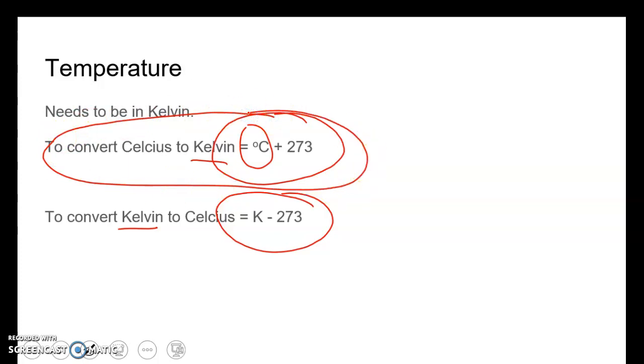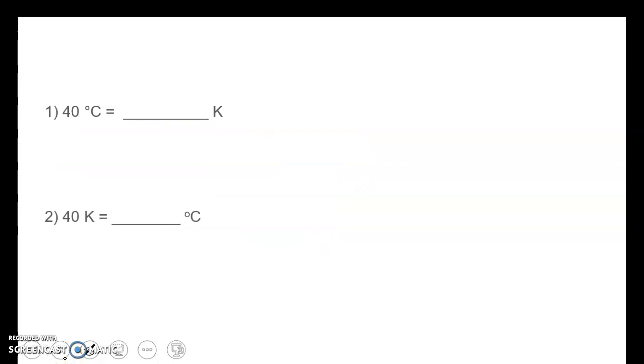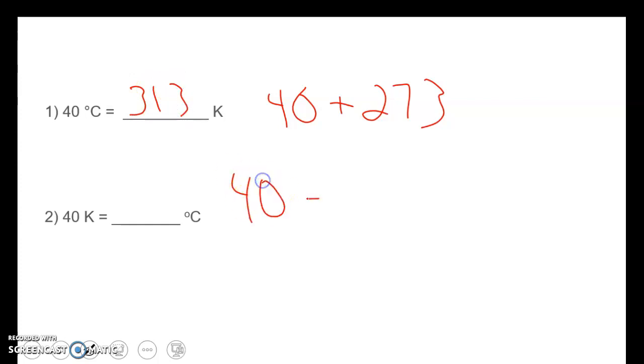So examples of that. Let's say we have 40 degrees Celsius and we want to convert it to Kelvin. Essentially, I just take 40 plus 273, and I get 313 Kelvin. Now, if I want to go from Kelvin to Celsius, I would take 40 minus 273, and then that would give me negative 233 Celsius. That's pretty cold.